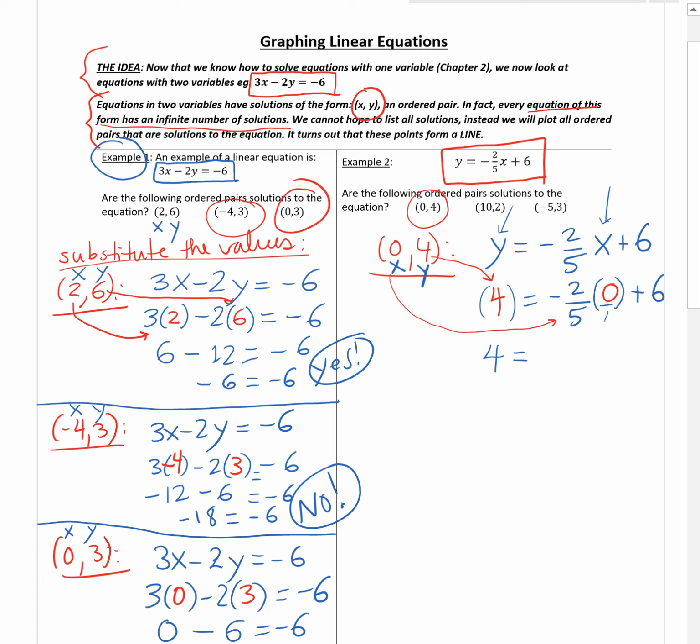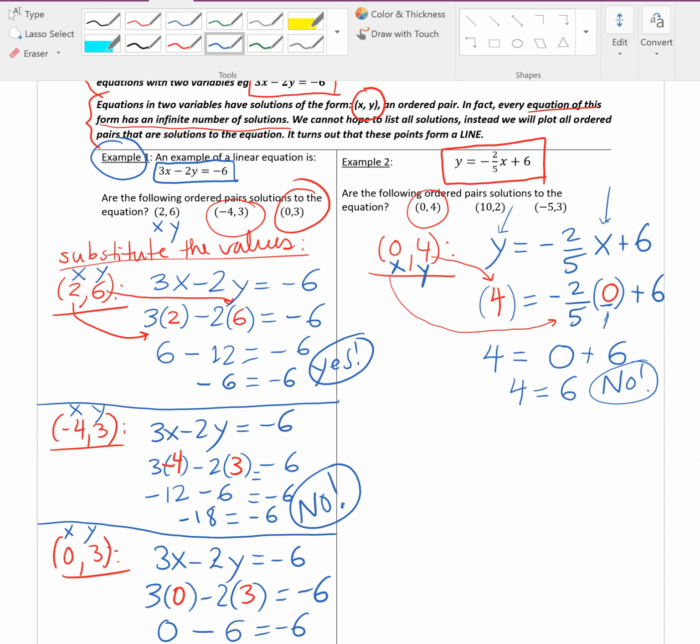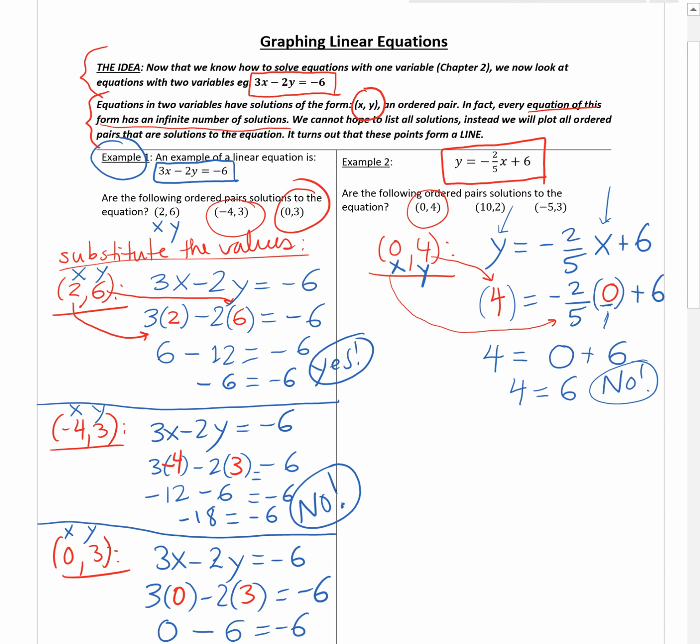I was thinking, let me put this 0 over 1 and go on, but now that I think about it, anything times 0 is 0. So negative 2/5 times 0 would be 0. So the right side is 0 plus 6, which is 6. And the last time I checked, 4 is not equal to 6. I guess that means that the point (0, 4) is not a solution to this equation. That's kind of sad. Oh well, let's try the next point.